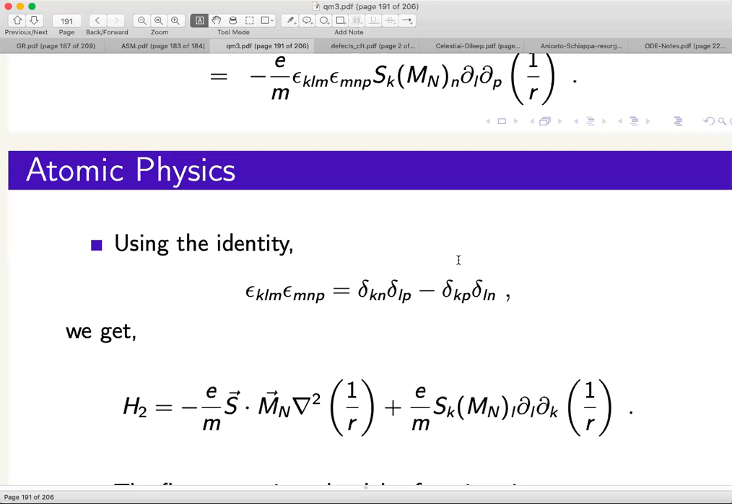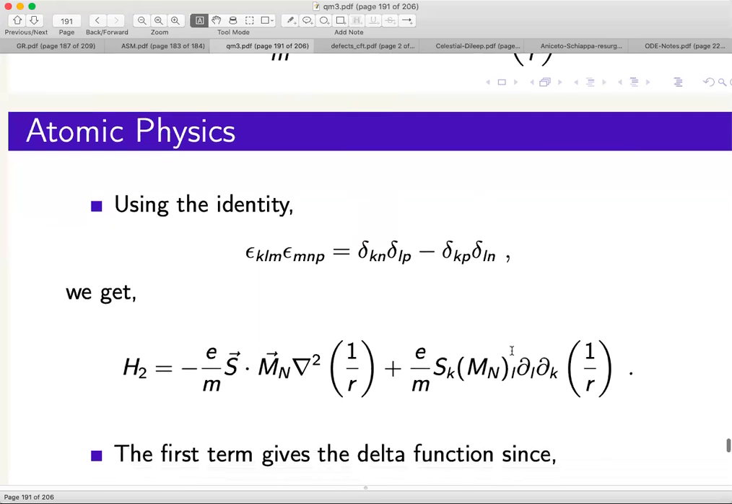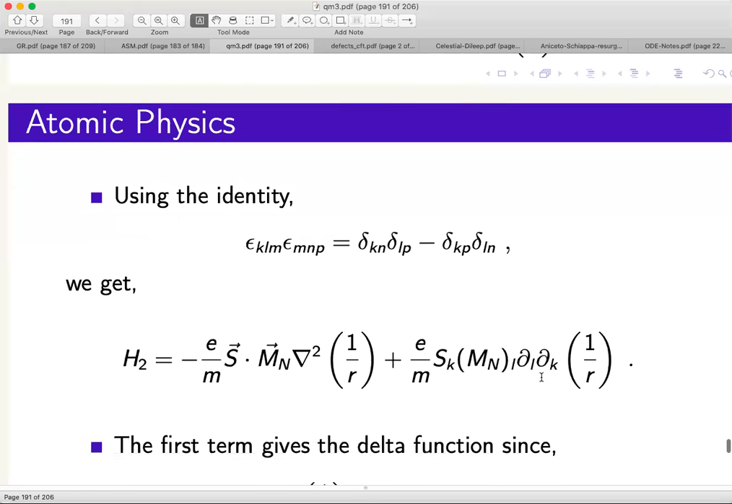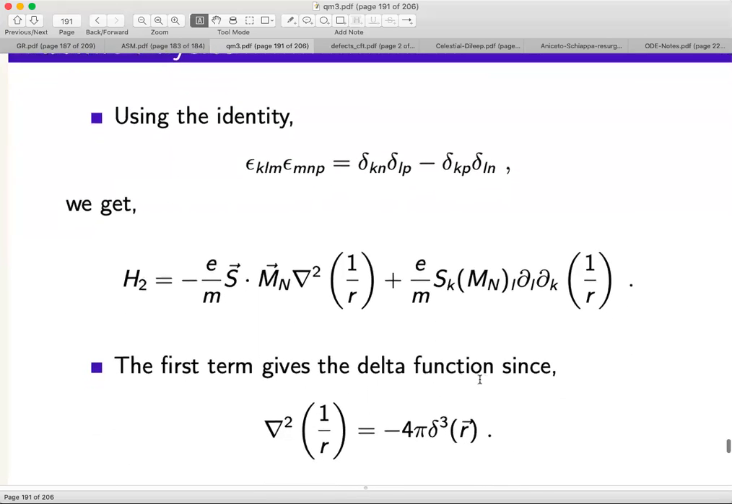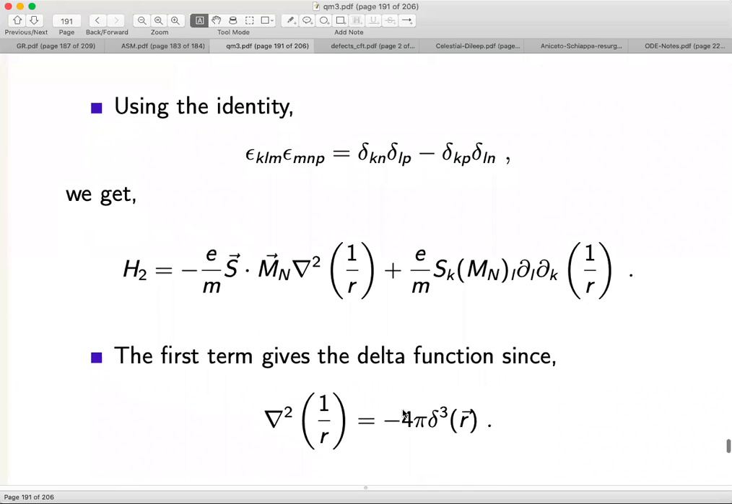Then there is a term which tells you that K should be equal to P and N should be equal to L. So that is this expression, Sk del K Mn L del L acting on 1 over R. Of course the first term is a delta function, which is something we know up to some normalization, which is minus 4 pi, and that is what we will substitute. What we need to do is ask what happens to the second term.